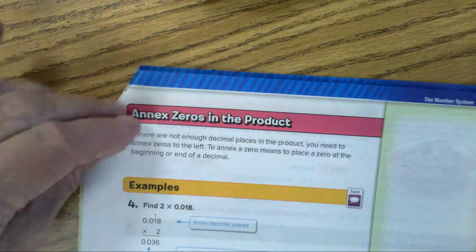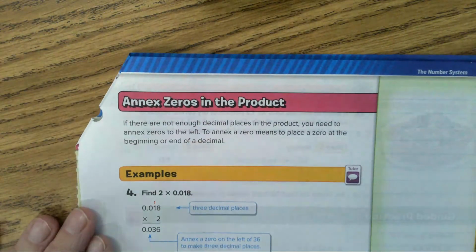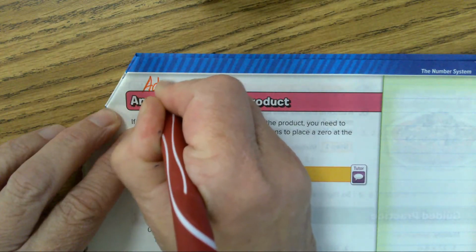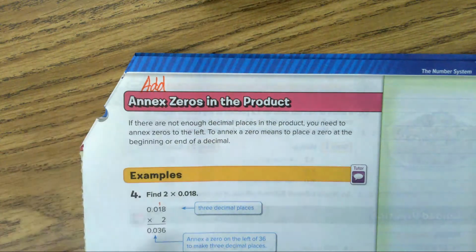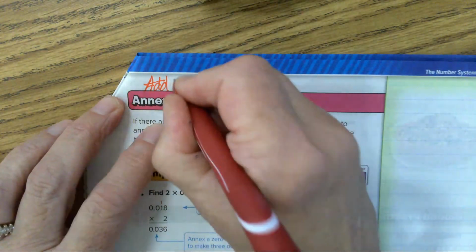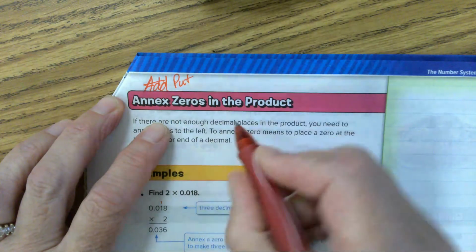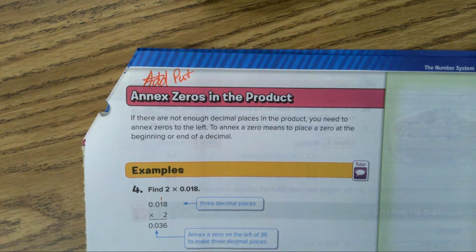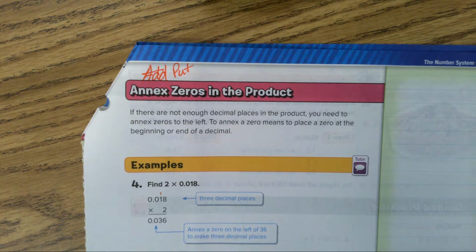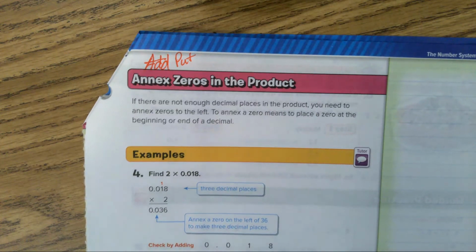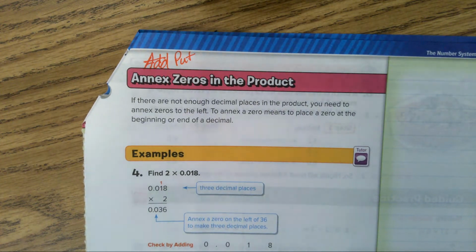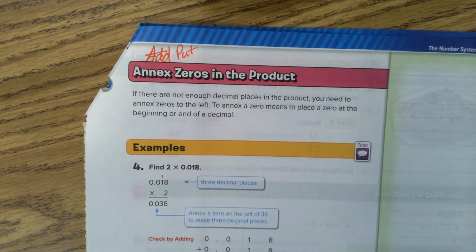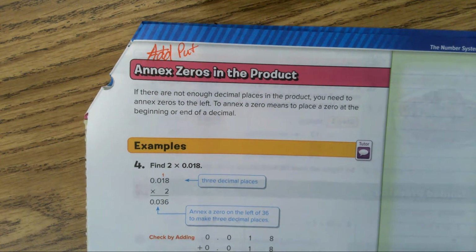Annex zeros in the product. Another word for annex means to add. Okay, add zeros, or put. Maybe put is better than add. Put zeros in the product, okay? If there are not enough decimal places in the product, you need to annex or add or put zeros to the left. To annex a zero means to place a zero at the beginning or end of a decimal.